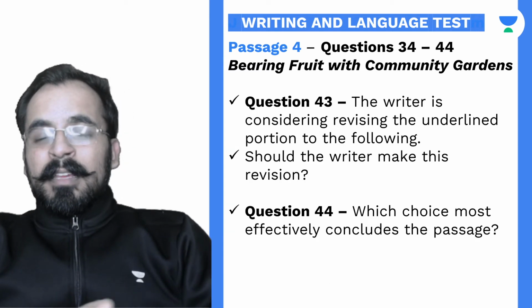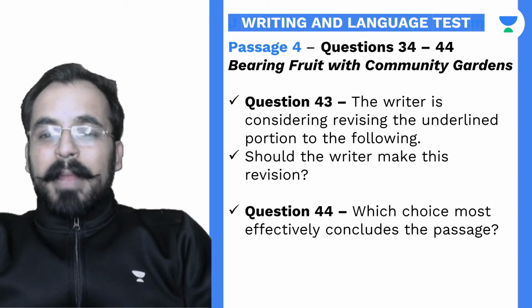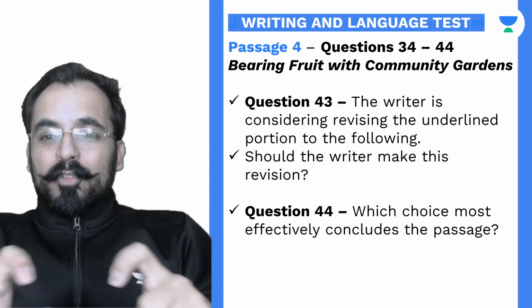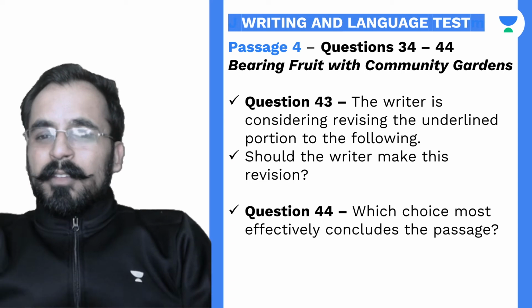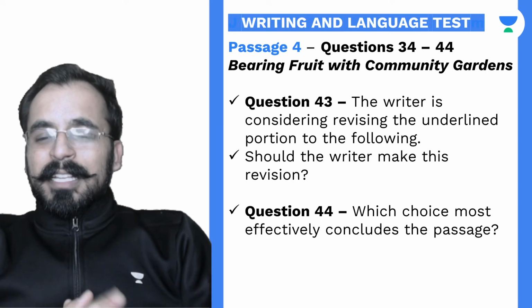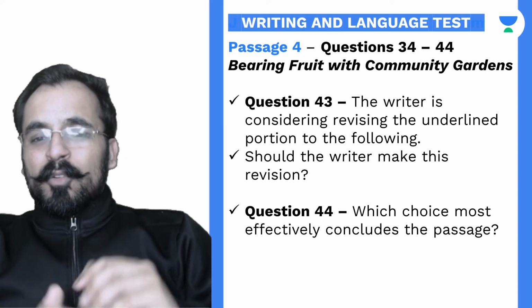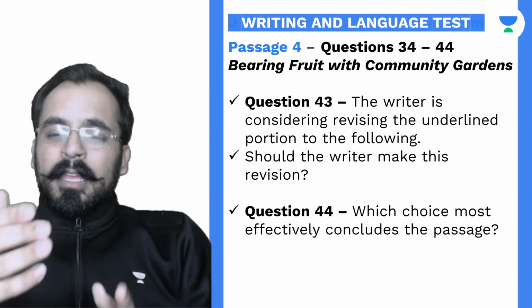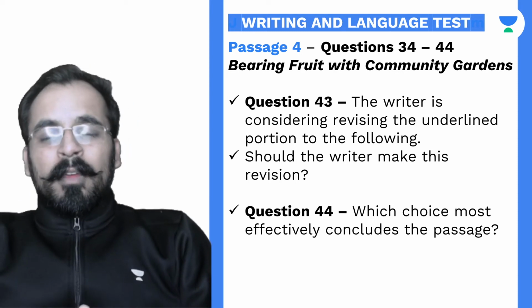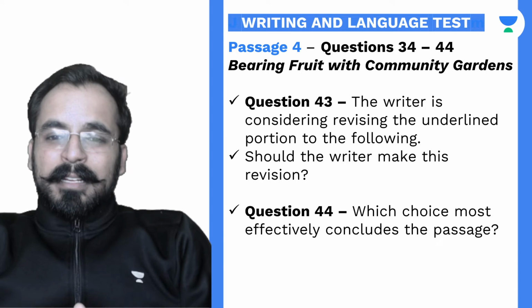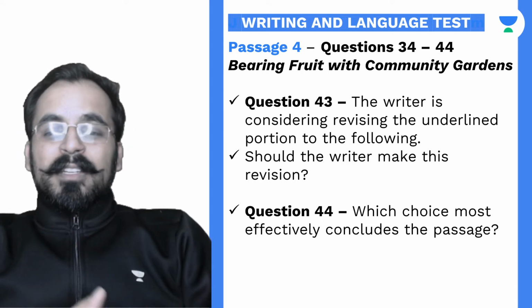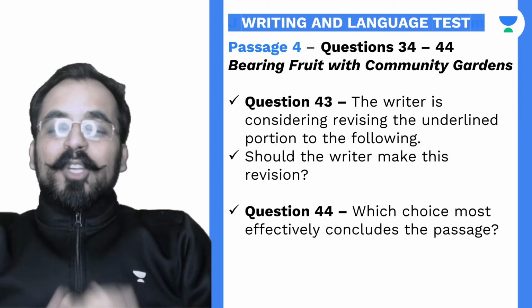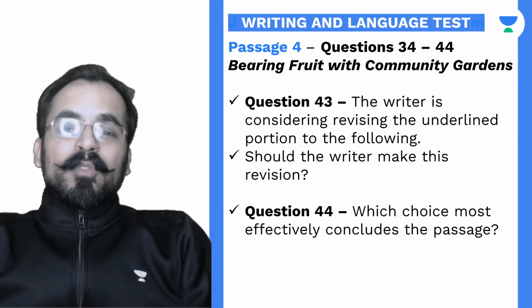Question 43, the writer is planning to revise the underlined portion, right? So you were given a revision that the author is considering to revise. So should the writer make this revision? Again, the options were in yes, no with a reason. So you had to select it, okay, whether he should be making this revision or not. Question 44, which choice most effectively concludes the passage?